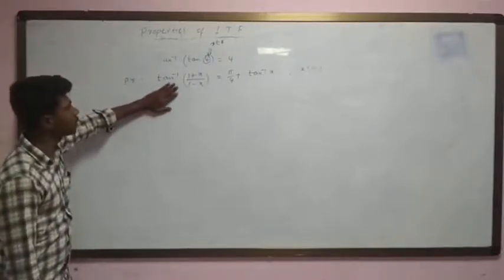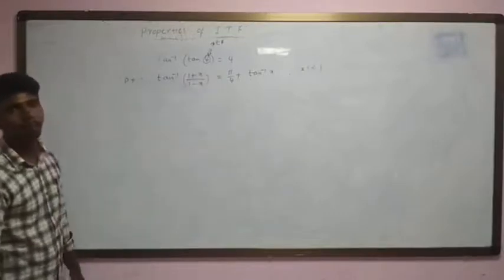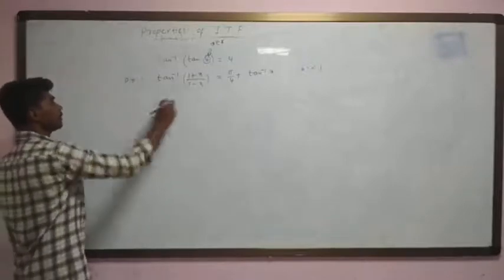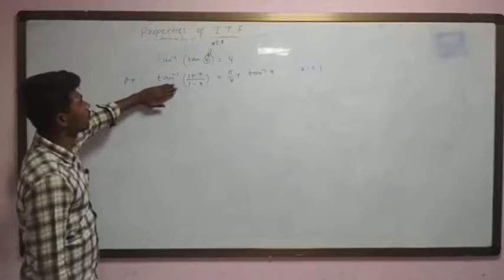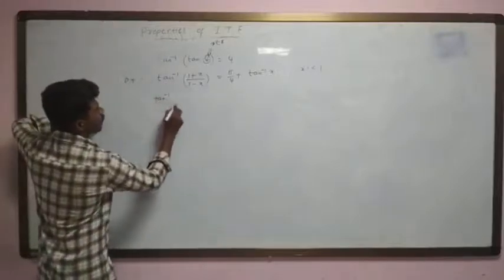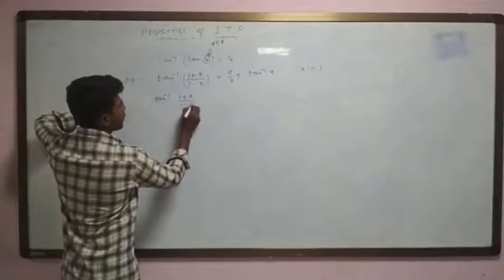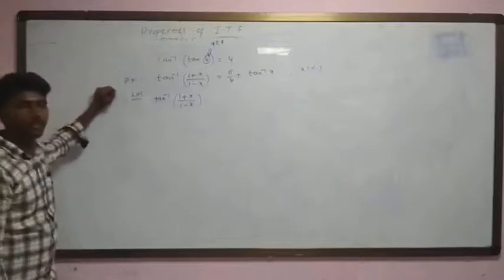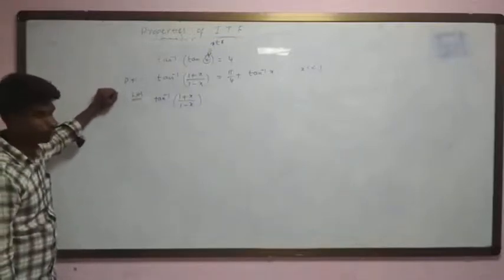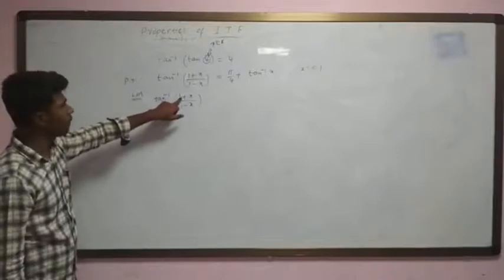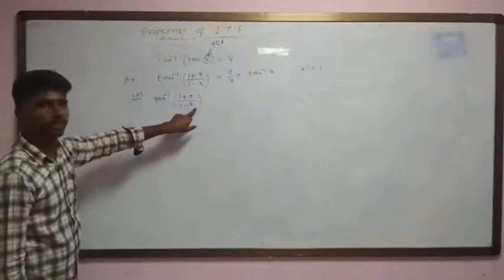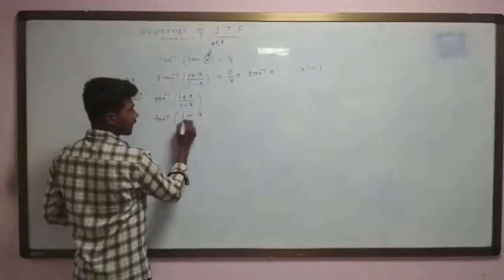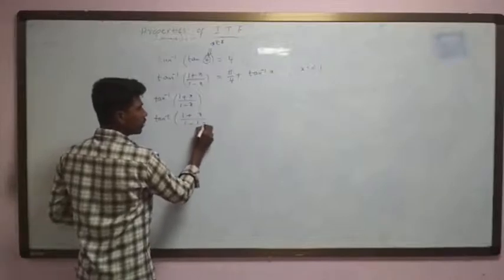Take the LHS, tan inverse of 1 plus x by 1 minus x. So 1 can be written as... how can I write this one? a plus b by 1 minus ab. See, tan inverse of 1 plus x by 1 minus 1 into x.